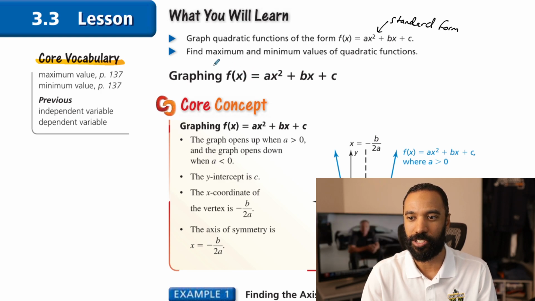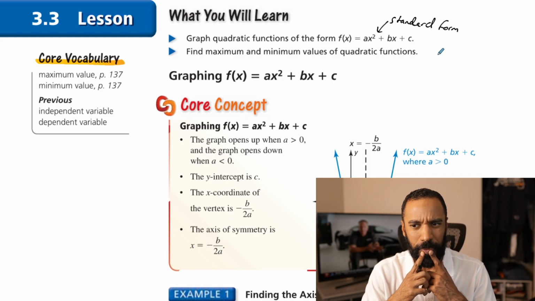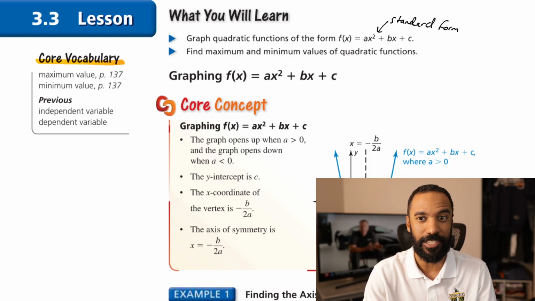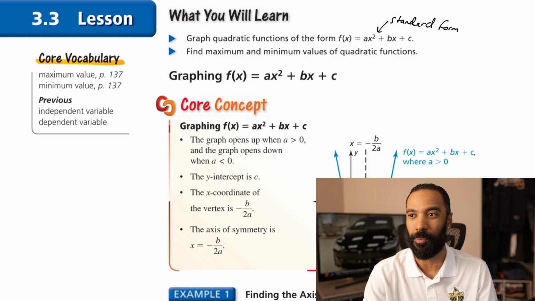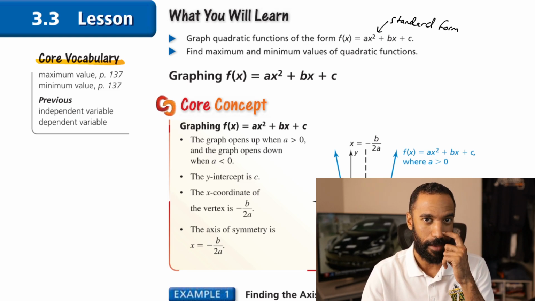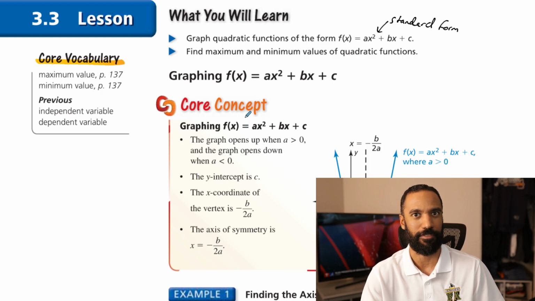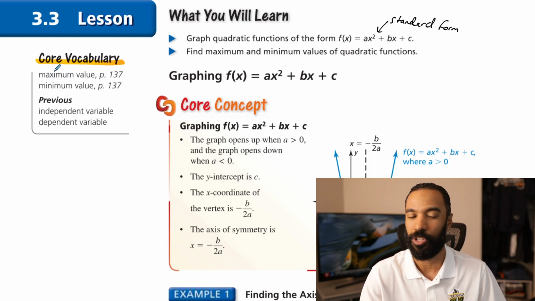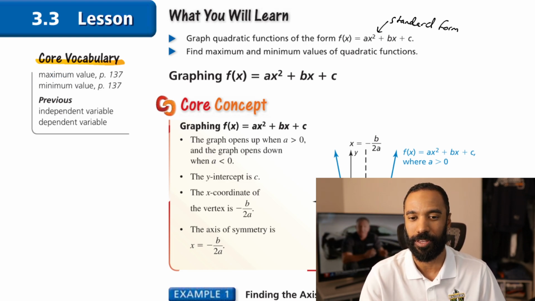Graphing f of x, and we're going to find maximum and minimum values of quadratic functions. It doesn't say anything about real life applications. They almost always say that. Now, I'm guessing with the maximum and minimum things that we are going to be doing real life applications. That's part of it. Find the maximum profit of this and that. So that probably has to do with it. Okay, max and min value are two brand new terms. So we'll go ahead and refer to those in a bit.